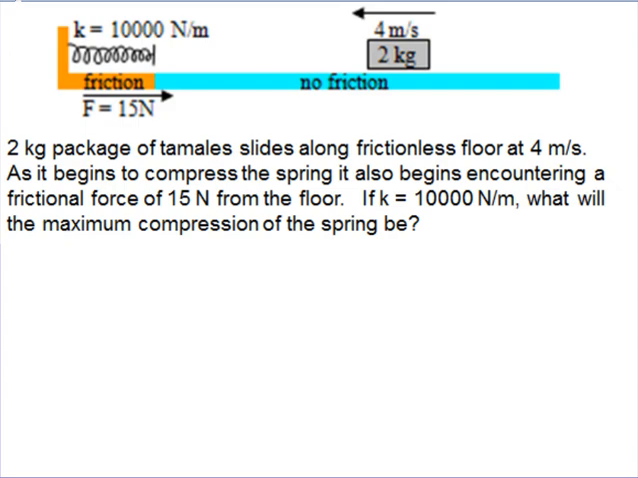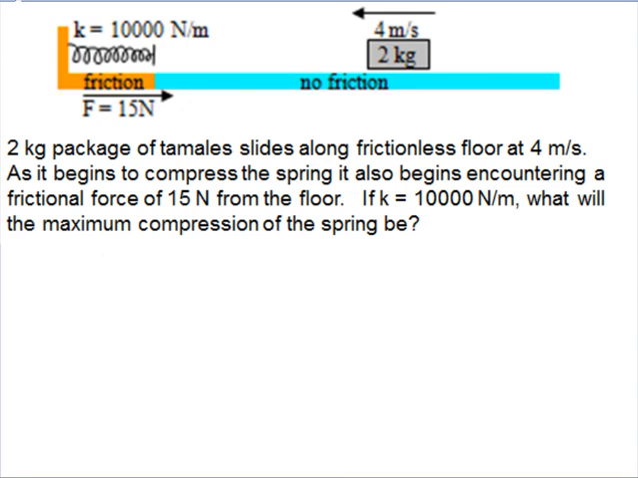Finally, a problem that it's just worth exposing you to so that you will have seen it before, and the next time you see it, you'll do better with it. We have this box of tamales that is sliding along a frictionless floor, and then it hits a spring. At that point, the box is now sliding on a floor that has friction. It causes a retarding force of 15 newtons on this box of tamales. And they want to know what the maximum compression of the spring would be.